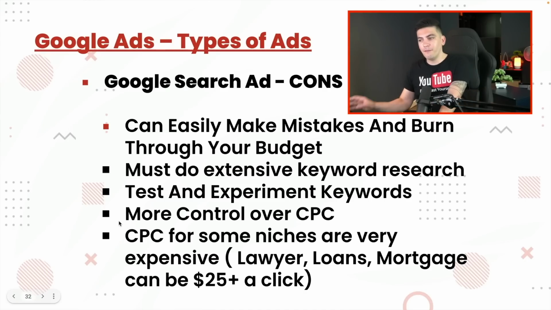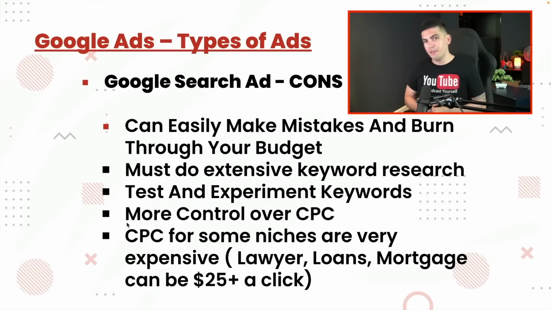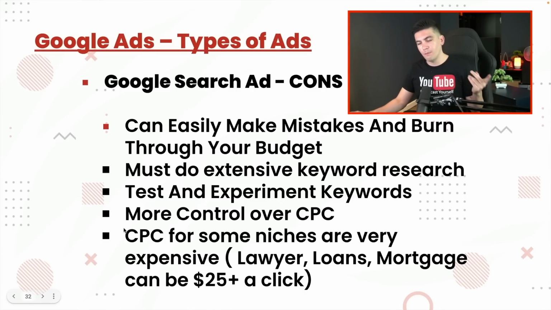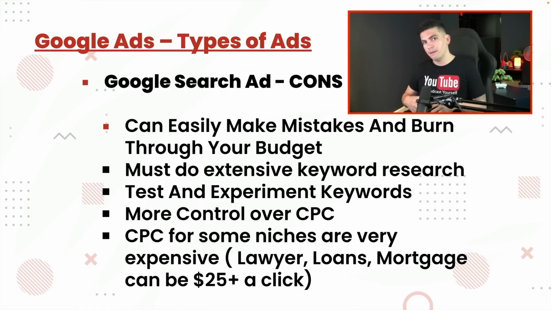And lastly, we have CPC for some niches are very expensive. This is true. Depending on what niche you're in, the CPC can drastically change. For example, if you're a lawyer, the CPC on average is like $10 plus, just depending on where exactly you market yourself as a lawyer. And loans and mortgages are also very expensive. Just be mindful about that. This isn't the case for everybody, but if you are in very competitive, expensive niches with high profits, your CPC might be a little bit higher.